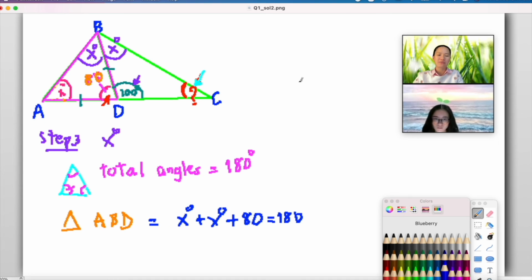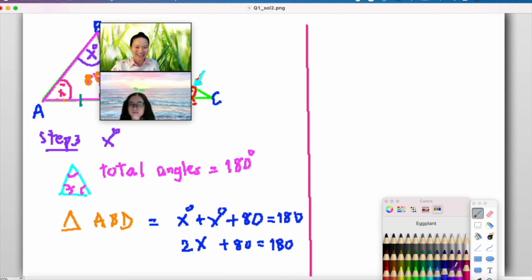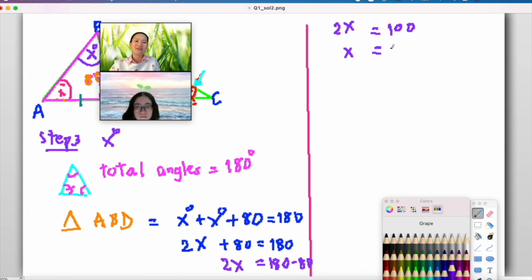So what I'm going to do, I'm going to solve this equation. Now I have 2x plus 80 equals 180. So what does it mean? It means that, let me go next one here. And x equal 50. Ooh, Leila is so smart. Again, Leila. So that means 2x equal 180 minus 80. Yeah, so that means my 2x equal 100. And my x equal 100 divided by 2. So x equal 50. Very good.